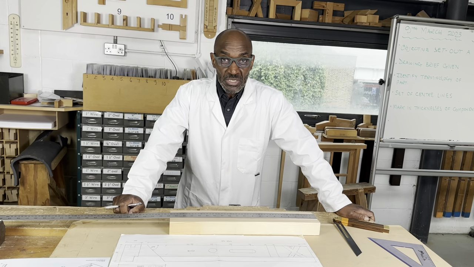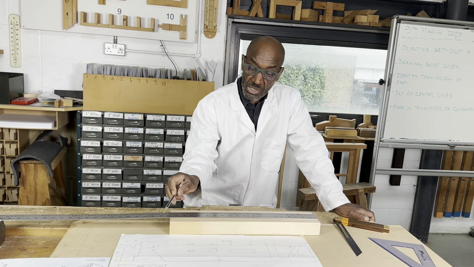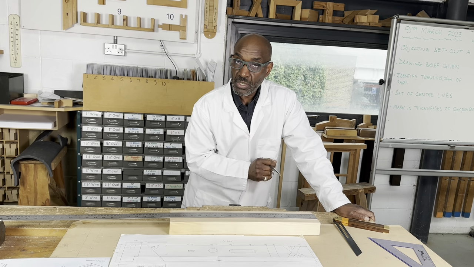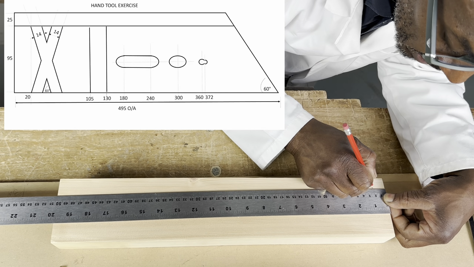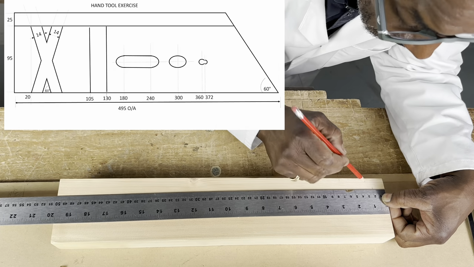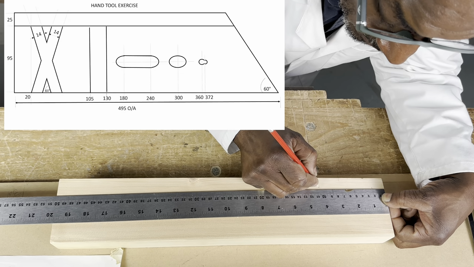So now I'm going to start marking out the positions of everything relating to this hand tool exercise. Doing that like a running total as I'm going along. Right, so I've got 20 and then 20 to there, and then we've got 105.